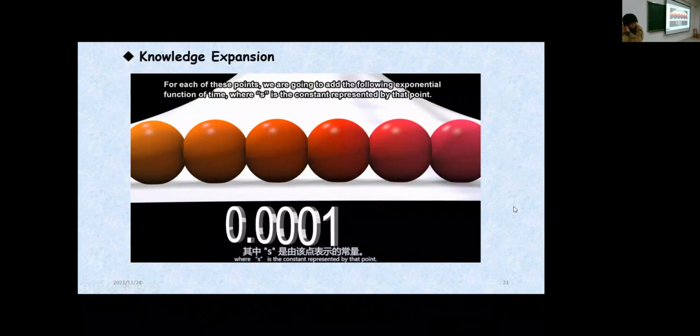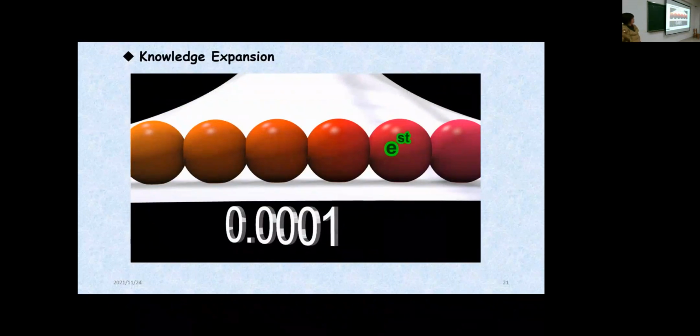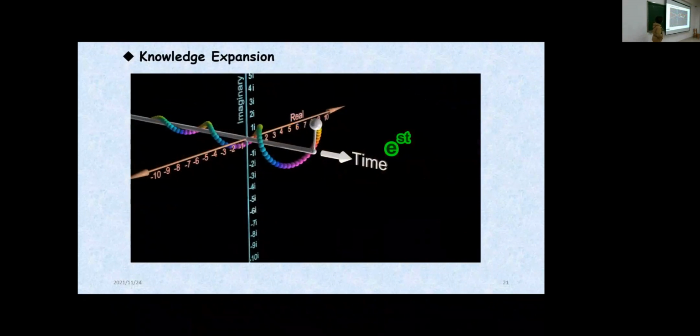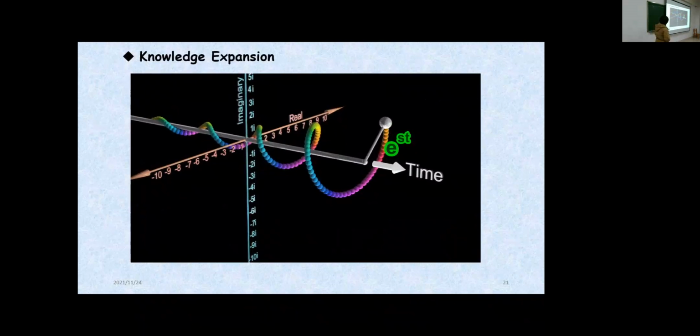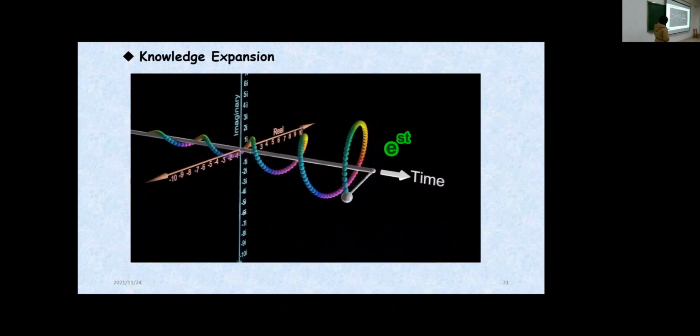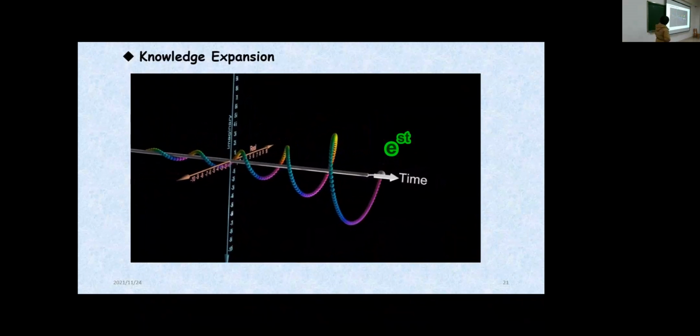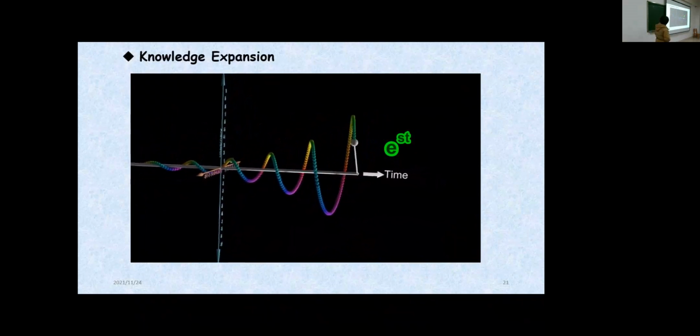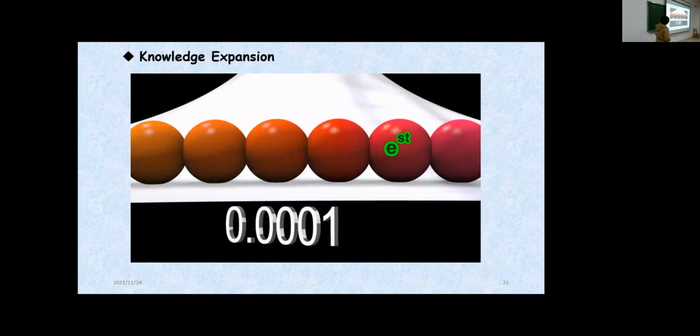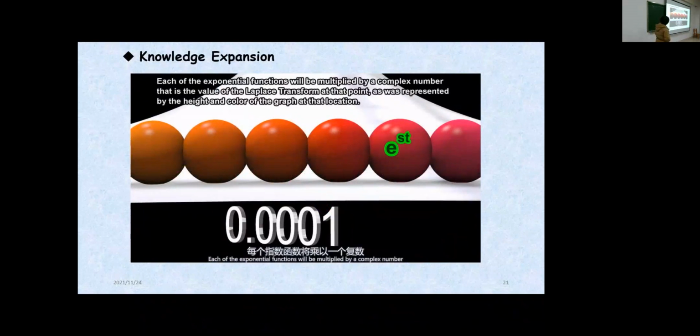Each exponential function is a function of time, where s is the constant represented by that point. Each of the exponential functions will be multiplied by a complex number that is the value of the Laplace transform at that point, as represented by the height and color of the graph at that location.